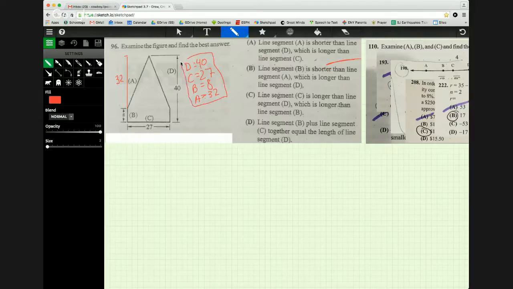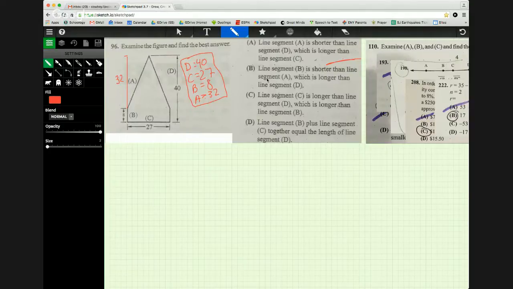So let's see if we can rule out some things right away and then figure out what must be true by ruling out the easy ones. Line segment A is shorter than line segment D. Well, that's probably true. D is longer than C. Well, that's true. I'm not sure about line segment A being shorter than D. Maybe it's longer. We don't really know, but let's come back to that one.